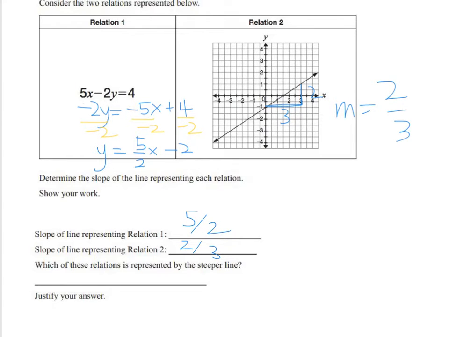Which of these relations is represented by a steeper line? 5 halves is steeper because it's a larger number than 2/3, so it's steeper.